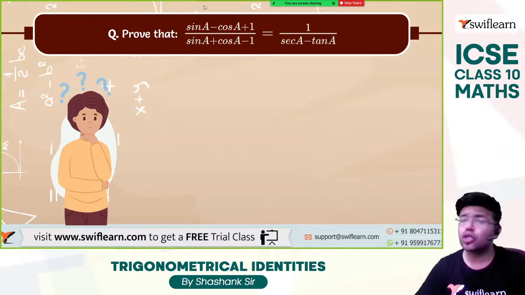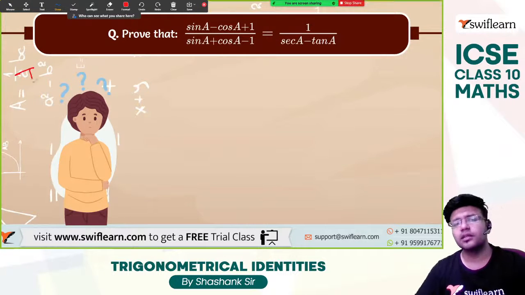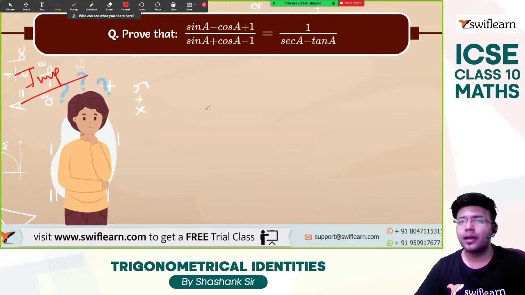Now this is also a very important problem because it is a little bit different. This is an important problem. Okay, so prove that sine A divided by sine A minus cos A plus 1 is equal to sine A plus cos A minus 1 is equal to this.